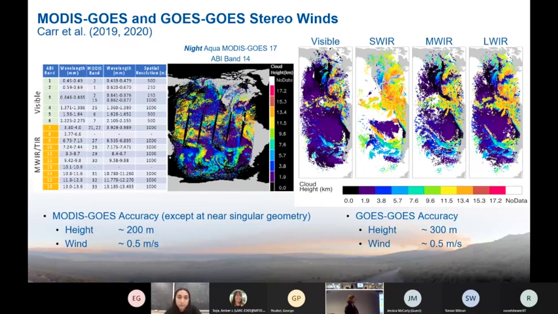Here are some of the GOES accuracy figures, and this is also something I'm investigating in terms of wildfires. In general, the GOES accuracy for height is within 300 meters, and wind is 0.5 meters per second. The same goes for LEO, and the height is 200 meters. As we run more and more wildfire cases, we can look at the sensitivity of our algorithm for this type.